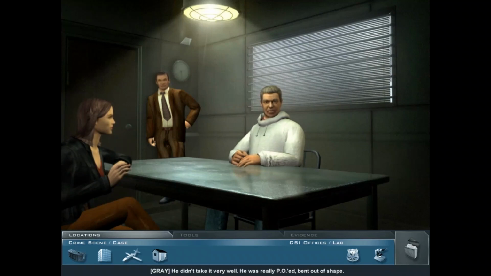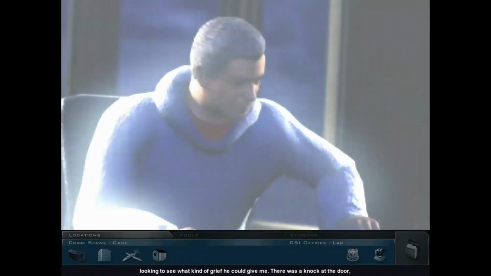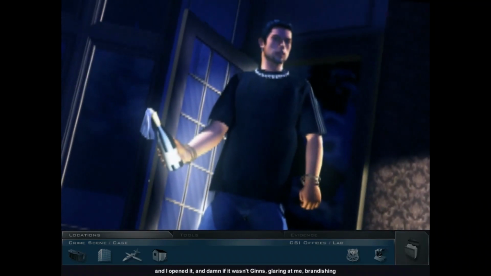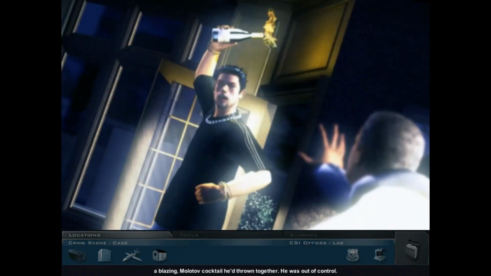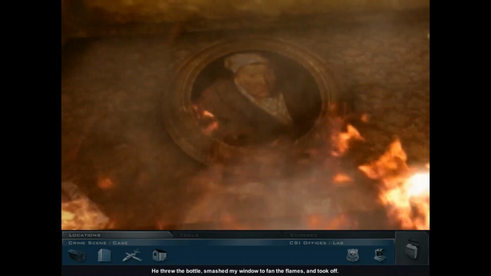fired him. He didn't take it very well. He was really PO'd, bent out of shape. Plus, I'm sure he was high at the time, which didn't help. While I was in my office, Gins must have gone to my shed, looking to see what kind of grief he could give me. There was a knock at the door, and I opened it. And damn if it wasn't Gins, glaring at me, brandishing a blazing Molotov cocktail he'd thrown together. He was out of control. He threw the bottle, smashed my window to fan the flames, and took off.